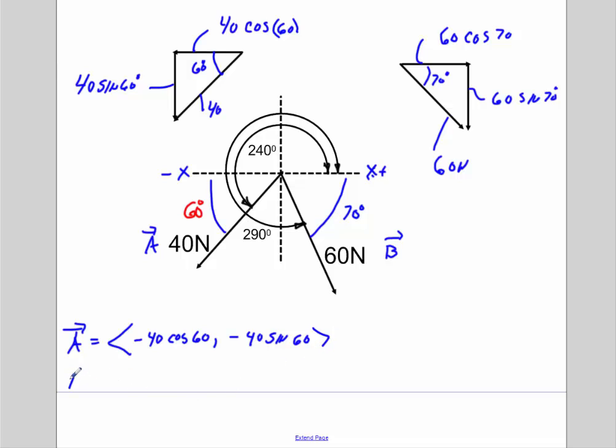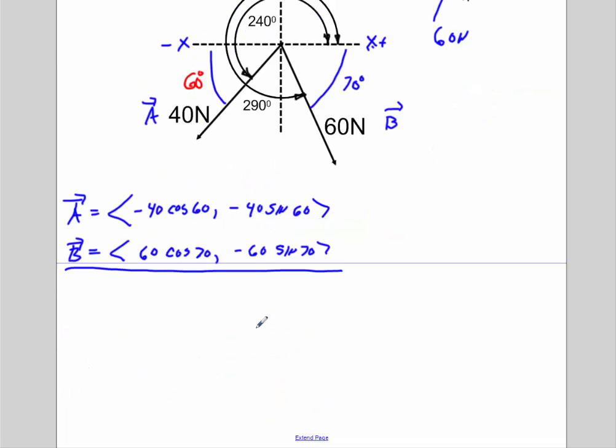To do the B, I got a positive x here, so 60 cosine 70, comma, and again this is negative because it's going down. Okay, that's in component form, and then all you have to do to get your resultant is add A and B, add down here.